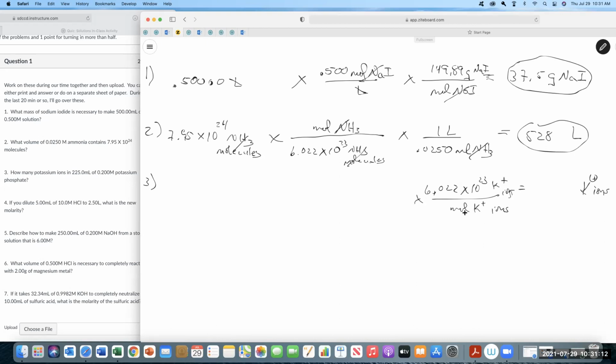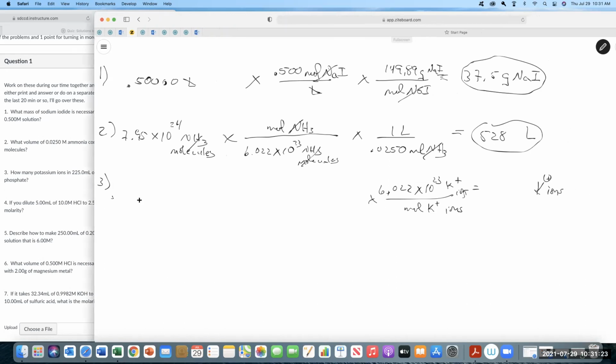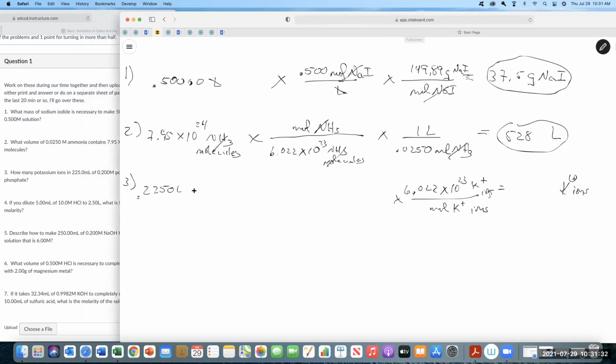Now the problem is I don't have anything about K, but I have moles. But what else can I do with moles? Well, I can get to moles of potassium phosphate. So let's do that. Just move this over a little bit. 0.2250 liters, actually that didn't help moving it over, times 0.200 moles, that's K3PO4. So you're stuck going backwards, so let's just play with it going forward.